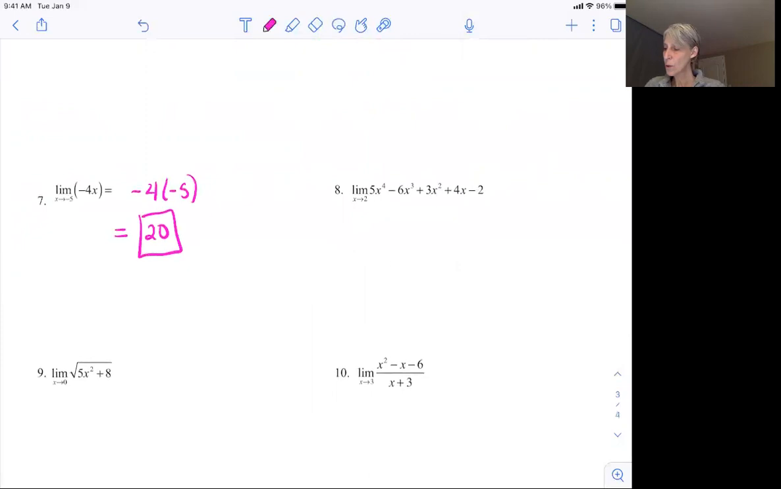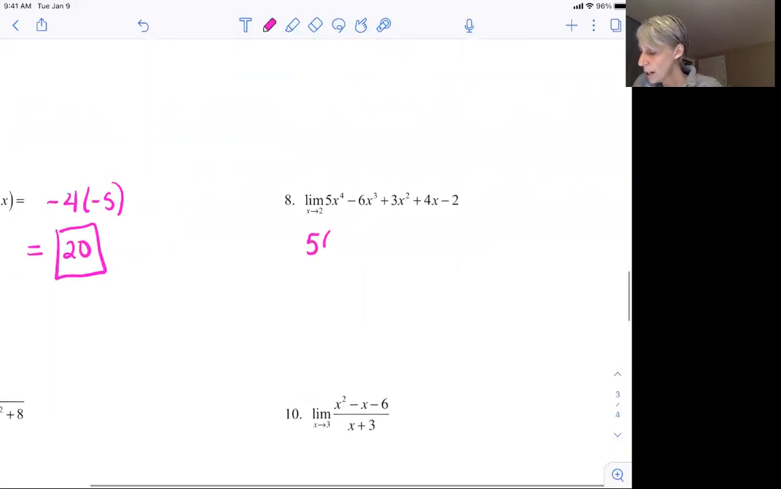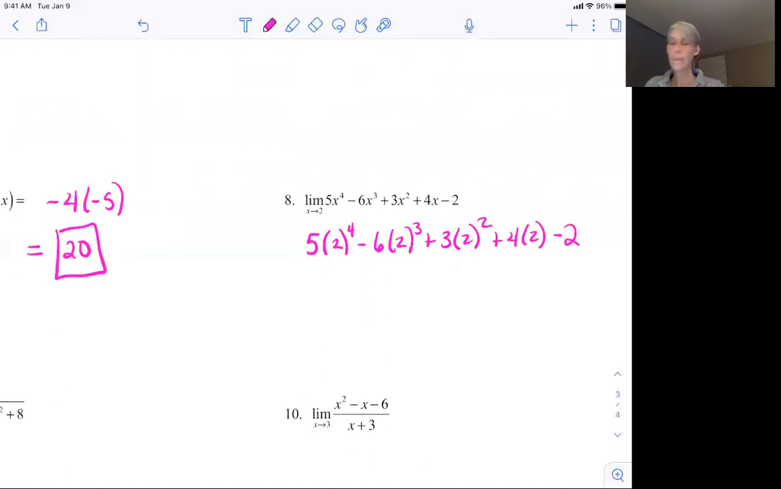The limit as x approaches 2. Now remember, using your properties, you would do each one, but you don't have to do that. Just plug in. 5 times 2 to the 4th minus 6 times 2 cubed plus 3 times 2 squared plus 4 times 2 minus 2. Work out that math. Take a minute or two. When all is said and done, you should get 50 for your answer.